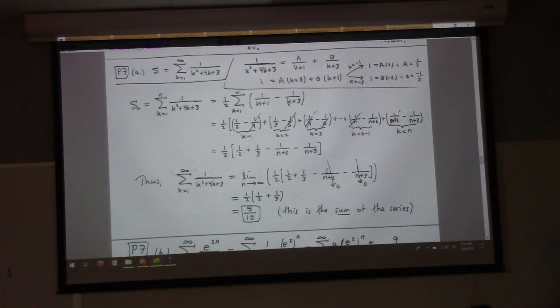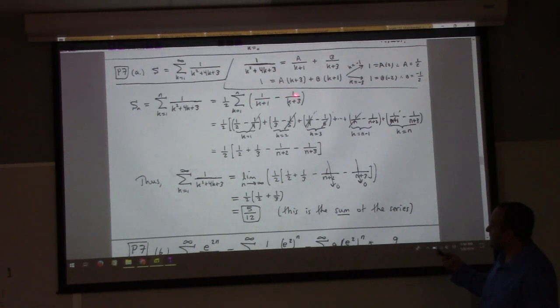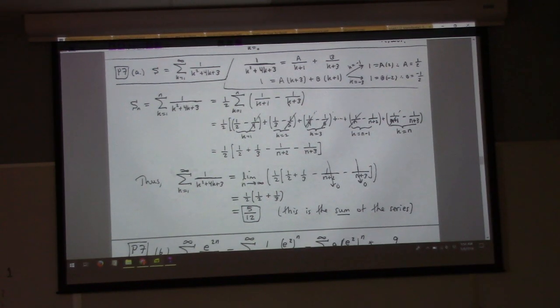Okay, so then problem 7. This one is, as I forecast to you guys, you can do the algebra and rewrite this as 1/2 times (1 over k plus 1 minus 1 over k plus 3). And then if you write out the nth partial sum, it should simplify to this. Take the limit as n goes to infinity. That goes to 0. That goes to 0. It just leaves you with 1/2 of (1/2 plus 1/3), which is 5/12. And so that's the sum of the series by direct calculation.